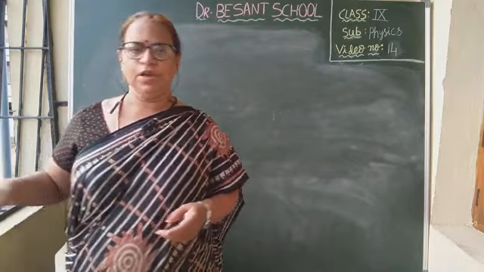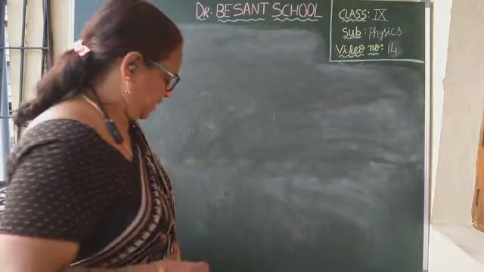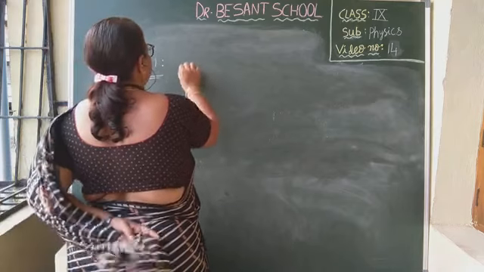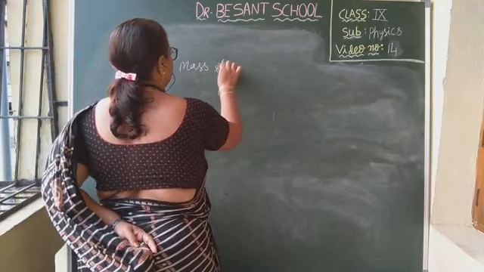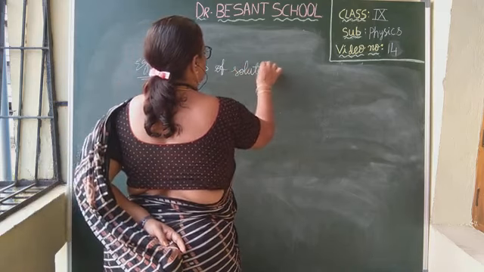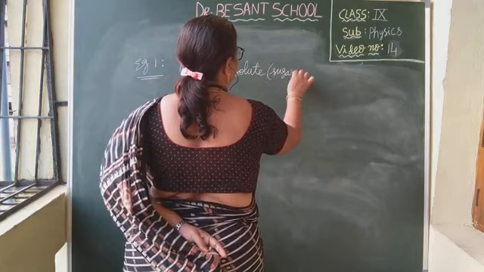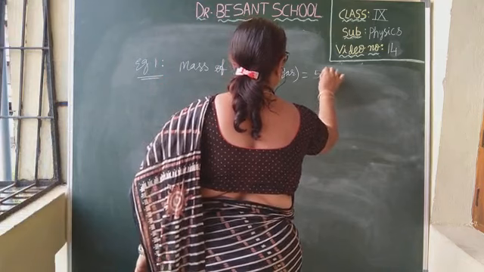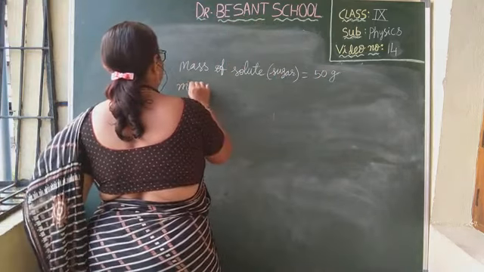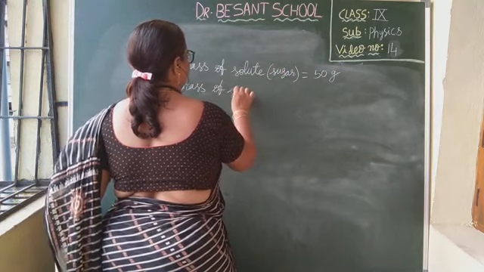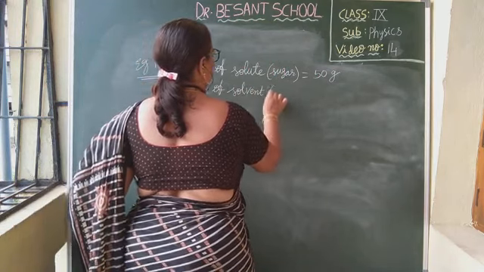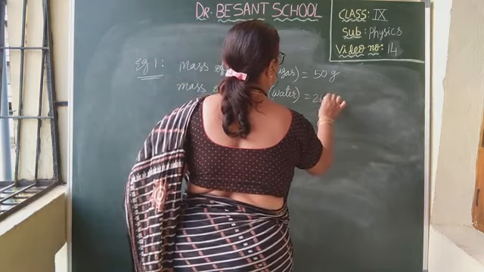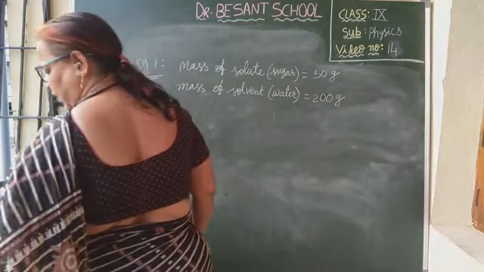So what formula will we use? First let us write what the given values are. Example 1. What is given? Mass of solute. What is the solute there? Sugar. Sugar is the solute. How much is given? Mass of solute is given as 50 grams. Now mass of solvent. What is the solvent given there? Water. Mass of solvent, water. How much is given? 200 grams.